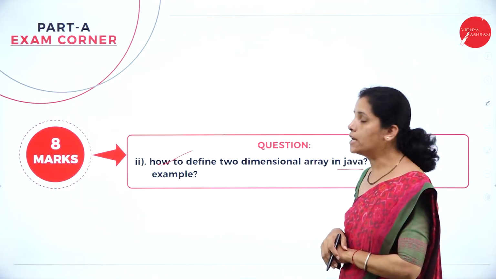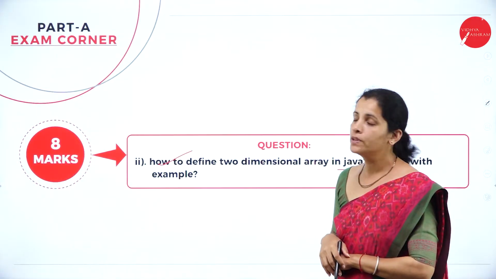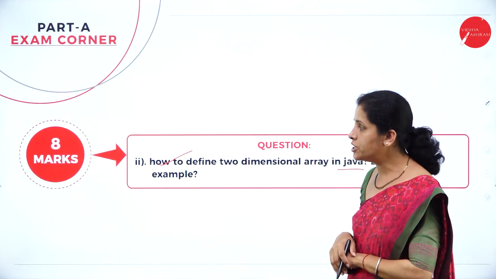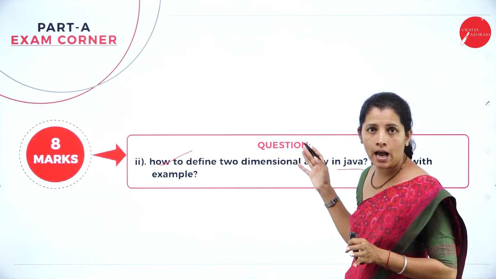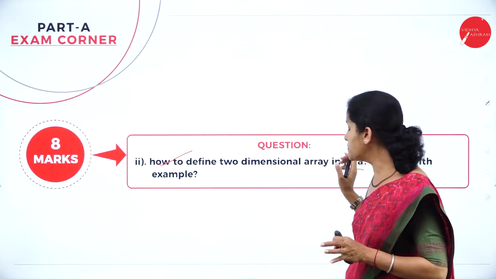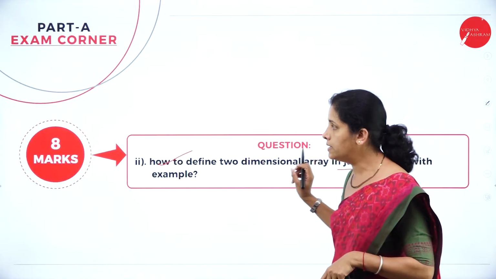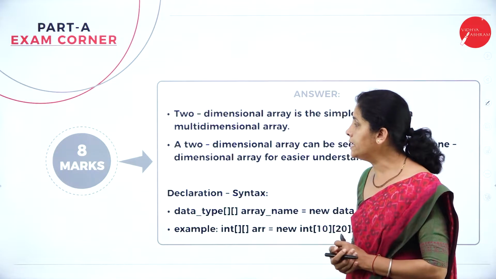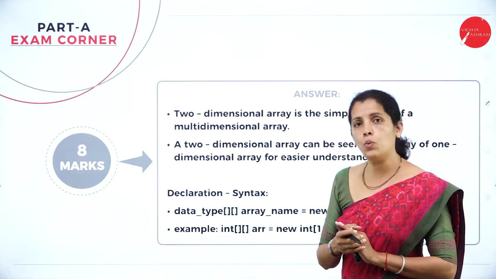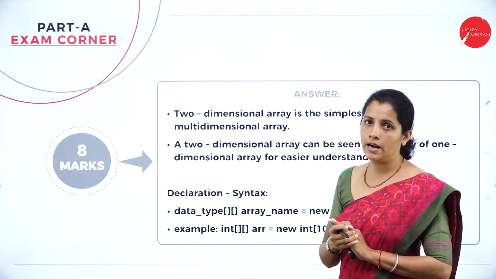Now dear student, I'm going to take the second question, that is: how to define a 2-dimensional array in Java? Explain with example. So dear student, what's the question? How to define a 2-dimensional array, and I have to explain with an example, and it carries 8 marks. Now dear student, first you have to tell what a 2-dimensional array is.